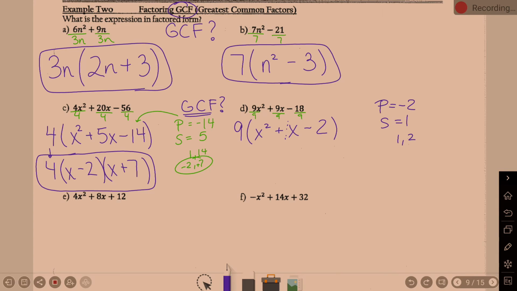Okay, so how do we multiply to be a negative? Not both negatives. A positive and a negative. How do we make it add to be positive 1? Negative 1 plus 2. So does it work? Yes. Carry your 9 down out front. 2 parentheses, x and x. What goes in those parentheses? Minus 1, plus 2. x minus 1, x plus 2.